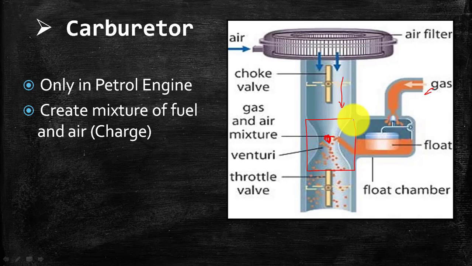Now due to this pressure difference, fuel starts flowing from the float chamber to the neck portion of the venturi. Now here the fuel-air mixture is created, and then it proceeds ahead. In the construction of the carburetor, we have two butterfly valves, one which is known as the choke valve and the second which is known as the throttle valve. Throttle valve is operated by the driver, and choke valve remains open always.